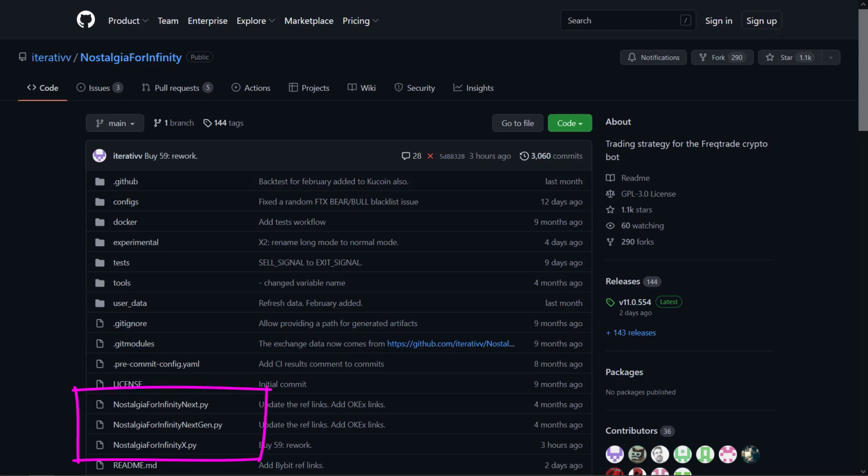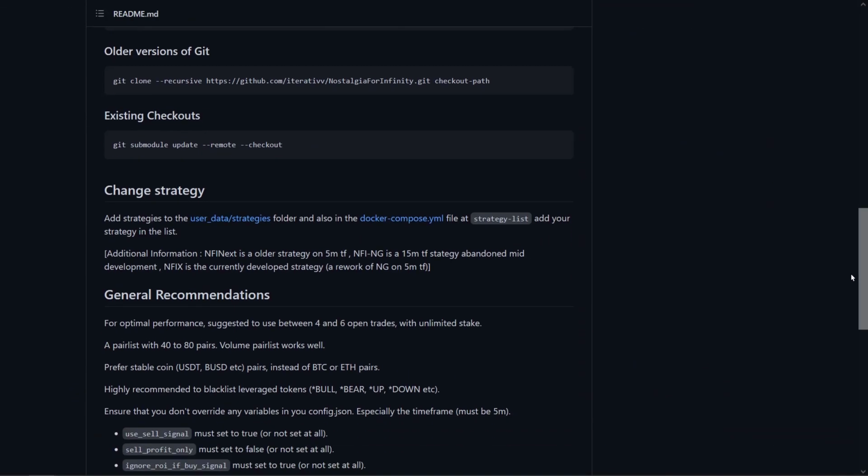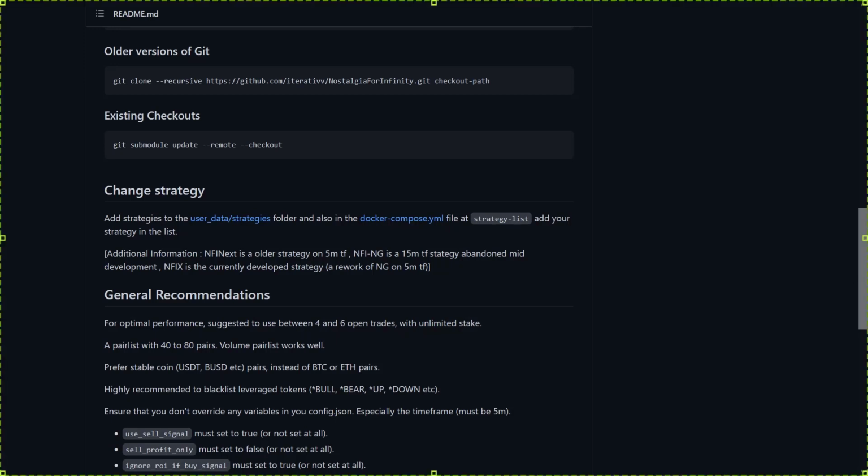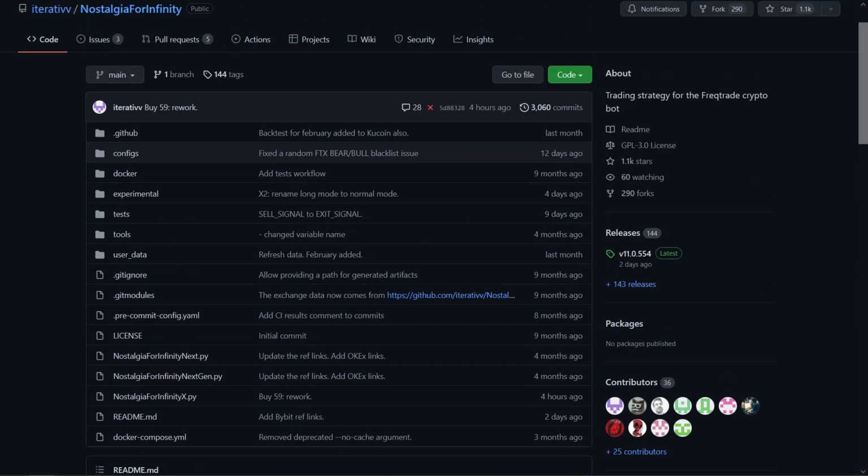There you will see 3 versions of the NFI strategy. In the description of the repository it says that the NFI Next is an older strategy on the 5-minute time frame. The NFI NG is a 50-minute time frame strategy but is not under development, and the current maintained version is the Nostalgia for Infinity X file. So therefore I will use the NFIX maintained code for my test this time. By the way, you can also see that this strategy is recently changed, so indeed it is actively maintained by the developers.